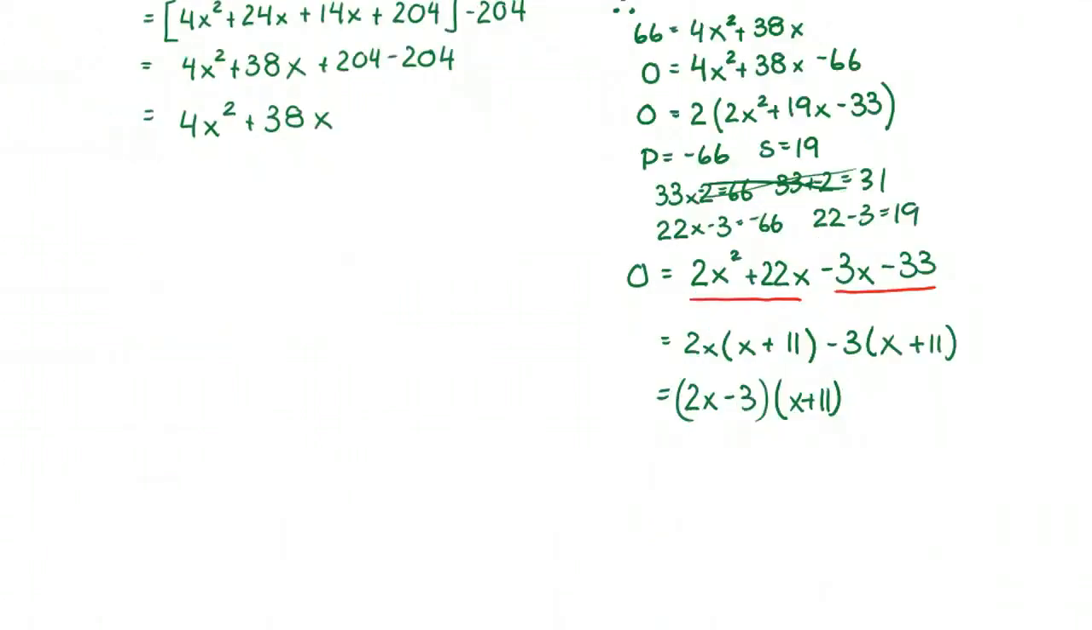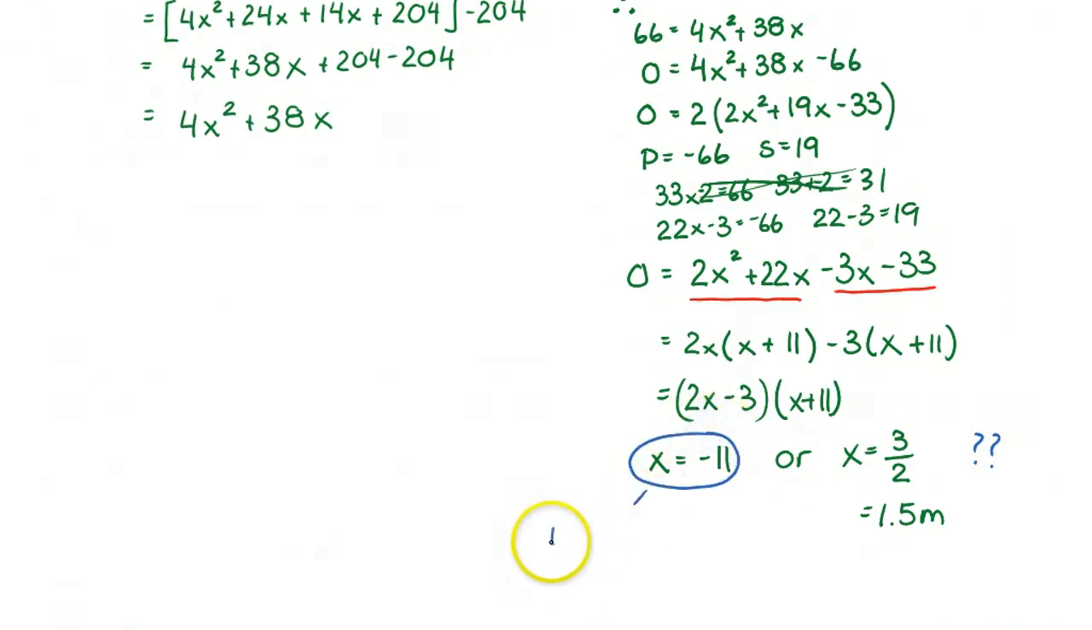So therefore, the two possible answers are x could equal negative 11, or x could equal 3 over 2, which is equal to 1.5 meters. So now when I get to this point, I need to stop and ask myself, do these both make sense? And since length won't be negative, we can ignore this one.